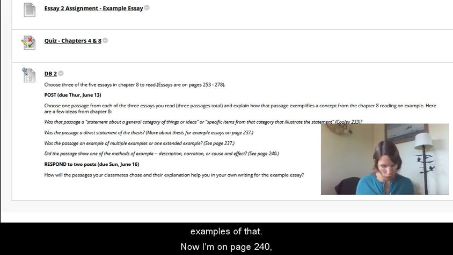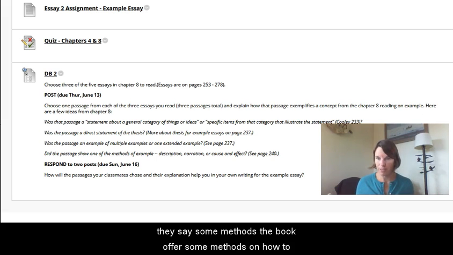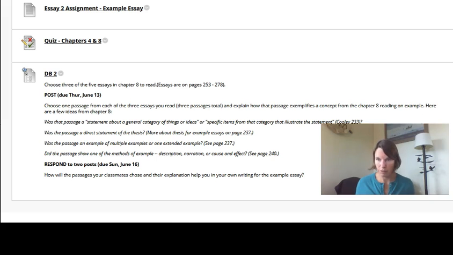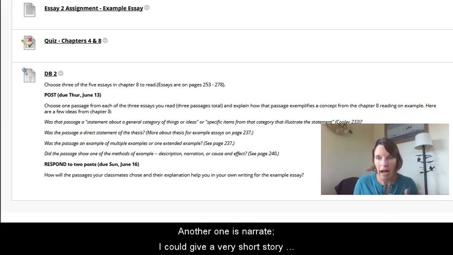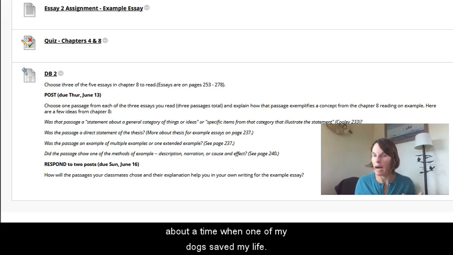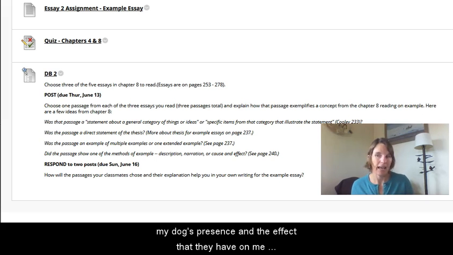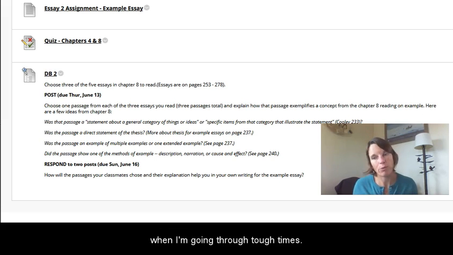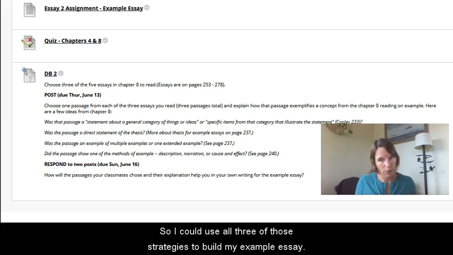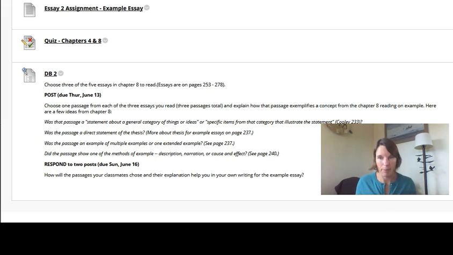Now on page 240, the book offers some methods on how to give examples. One of them is a description. So I could actually describe my dogs as part of this essay. Another one is narrate. I could give a very short story about a time when one of my dogs saved my life. The third one is cause and effect. I could give the cause of my dog's presence and the effect that they have on me when I'm going through tough times. So I could use all three of those strategies to build my example essay.